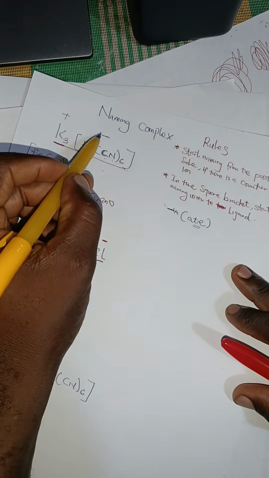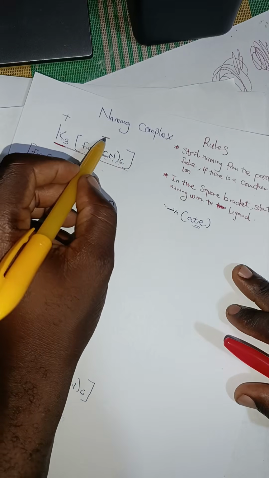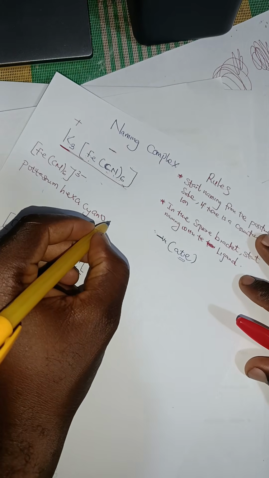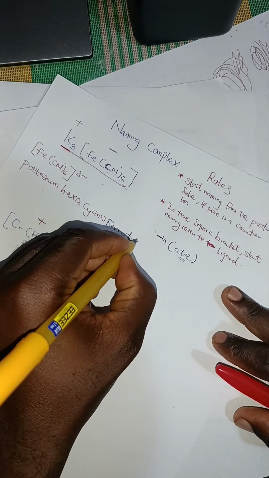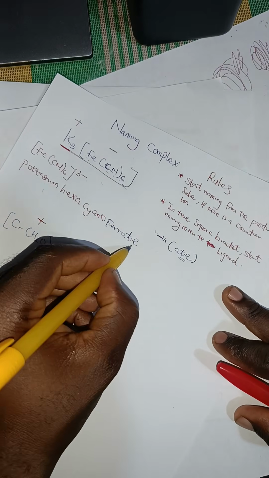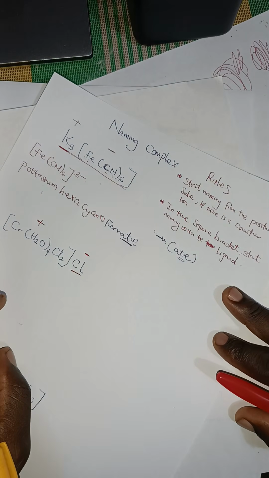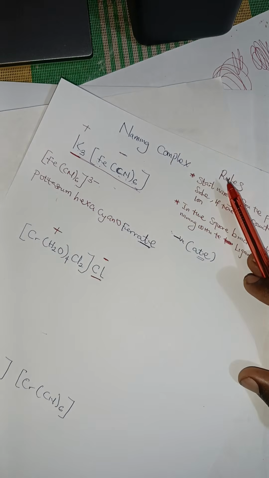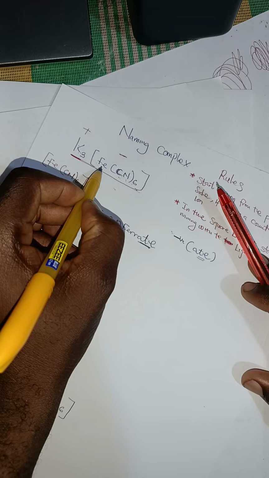So in this case, the complex ion here is towards the negative. So we are going to have hexacyano. Then what will be the next thing? Ferrite, not ferrous, because it's towards the negative side. Ferrite. Then to end it all, we are going to calculate the oxidation state of Fe.